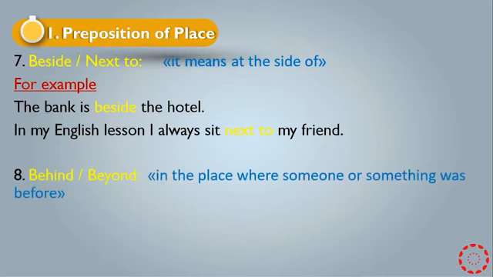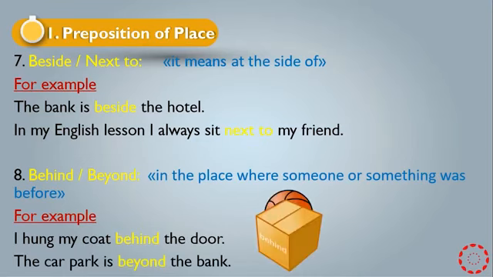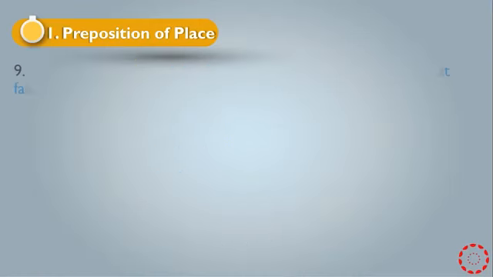The eighth one we have is behind or beyond. In the place where someone or something was before. For example, I hung my coat behind the door. Okay, or we can say the car park is beyond the bank. As you see, the ball is behind the box. So when it's something like that, we use behind or beyond.